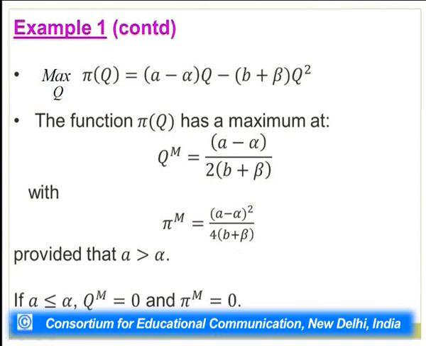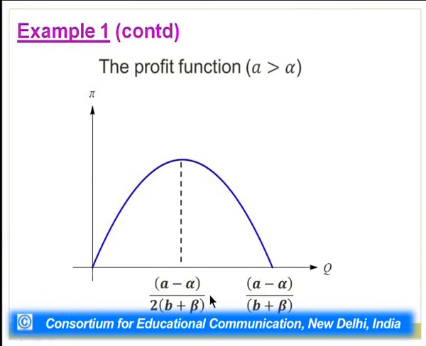Now note here that this result is valid if A is greater than alpha, because if A is less than alpha, what will happen to our Qm? Our Qm will become negative. And because output can't be negative, we'll have the result that if A is less than or equal to alpha, the firm will not produce at all. So Qm, which is the quantity produced at the optimum, will be 0, and if Qm is 0, you can see in the objective function, if you put Q equal to 0, your profits will also become 0. This can also be shown graphically. I've shown the two cases where A is greater than alpha and A is less than or equal to alpha.